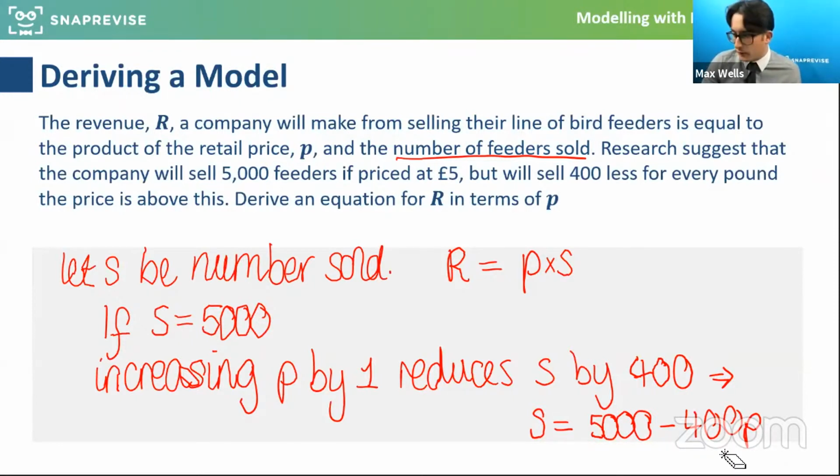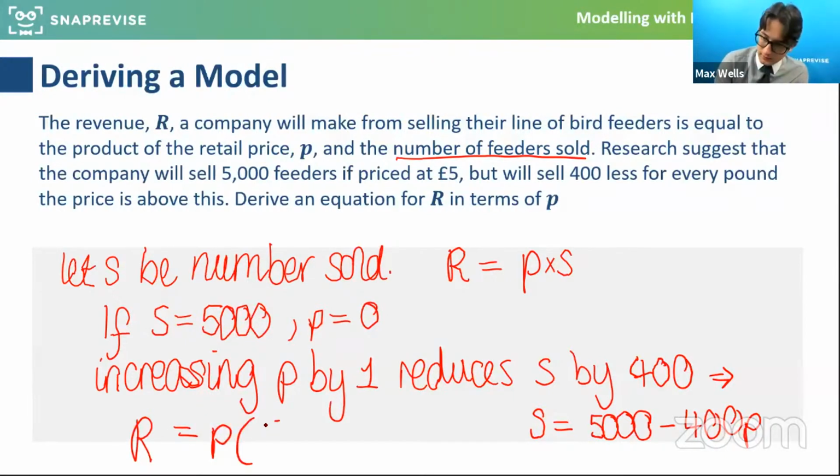Absolutely. Right. So what that means is we know at 5,000 P is an option. Then what this actually factorizes is R is equal to P times 5,000 minus 400p.